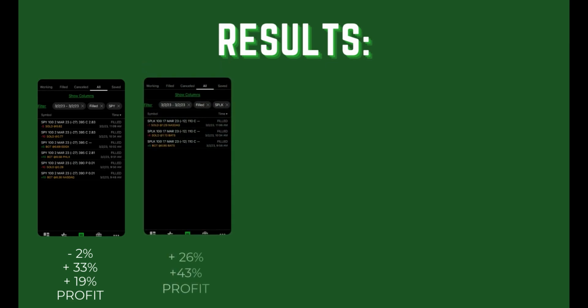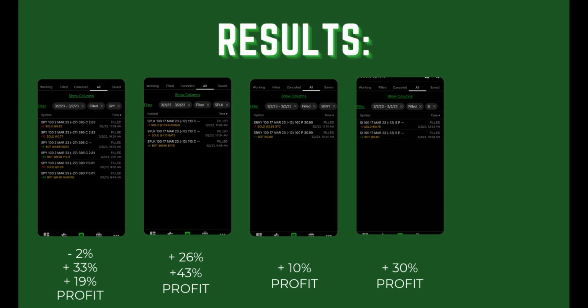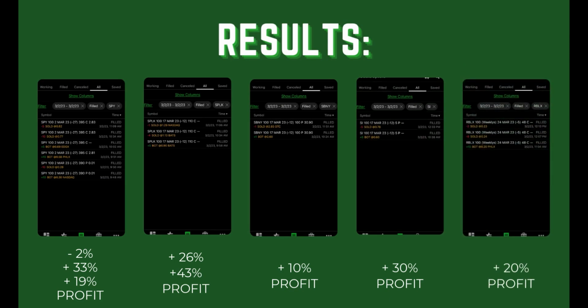Here is our SPLK day trade for a scale-out profit of 26% and a full position close at 43%. Here is our SBNY day trade for a profit of 10%. Here is our Silvergate SI day trade for a profit of 30%. Here is our Roblox day trade for a profit of 20%.